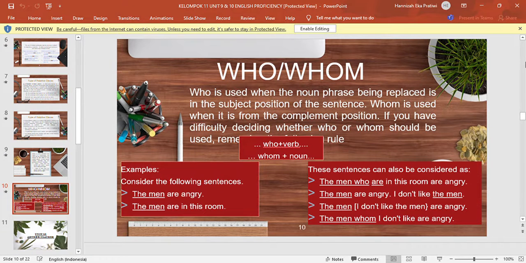The example, who or whom. Who is used when the noun phrase being replaced is in the subject position of the sentence. Whom is used when it is in the complement position. If you have difficulty deciding whether who or whom should be used, remember.